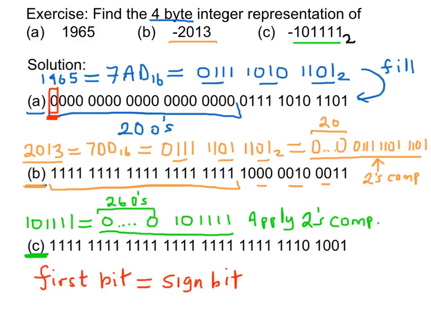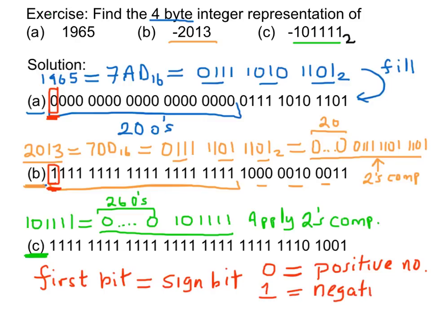And what that indicates is, if the first bit is 0, the number is a positive number. And if you look at the next one, when we represented minus 2013, the first bit here was a 1, right? And if you see a 1 as the first bit in a number, it indicates that it's a negative number. Now this is only for the computer representation of the number, right? So let me recap that for you.